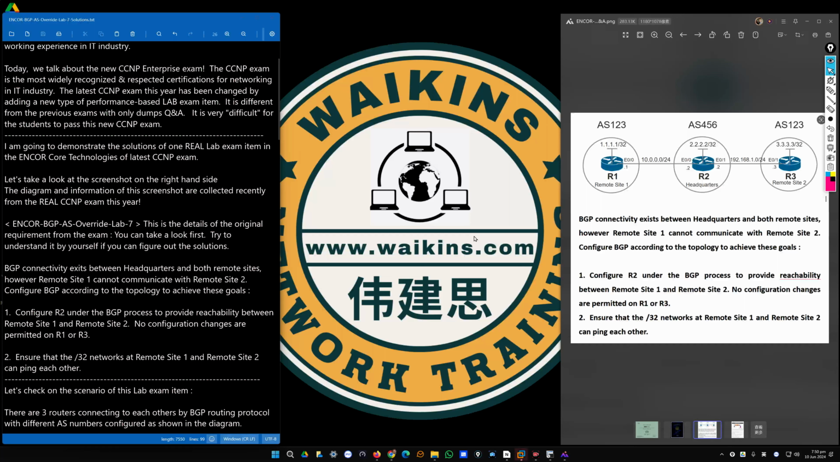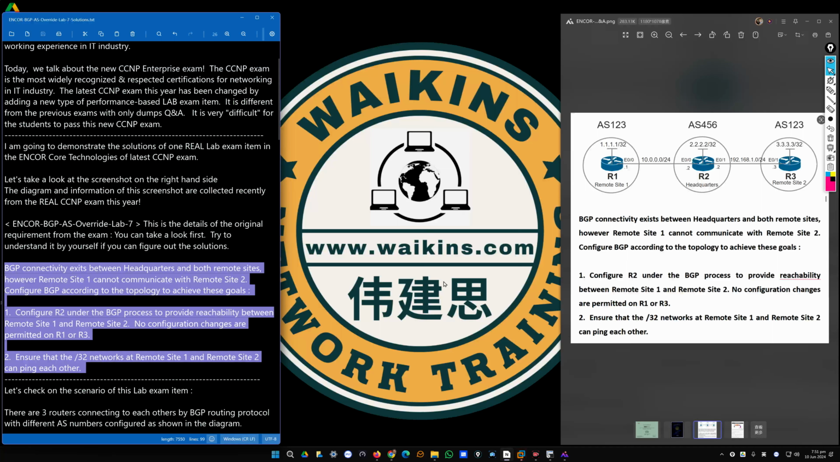I'm going to demonstrate the solution of one real lab exam item in the core technologies of the latest CCNP exam. Let's take a look at the screenshot on the right-hand side. The diagram and information of this screenshot were collected recently from the real CCNP exam this year. These are the details of the original requirements from the exam. You can take a look first. Try to understand it by yourself and see if you can figure out the solution.